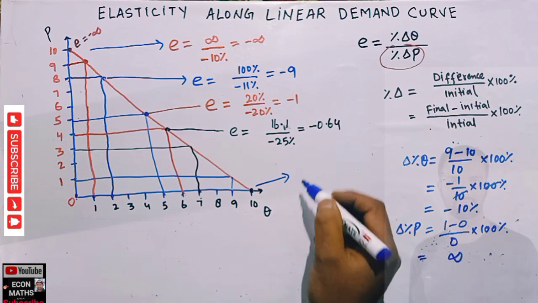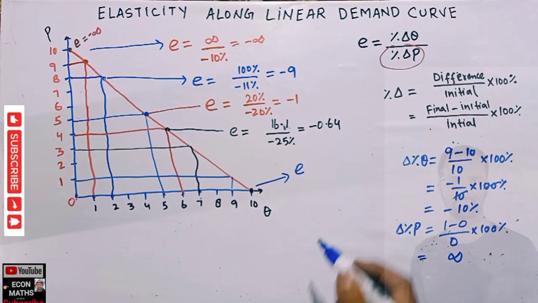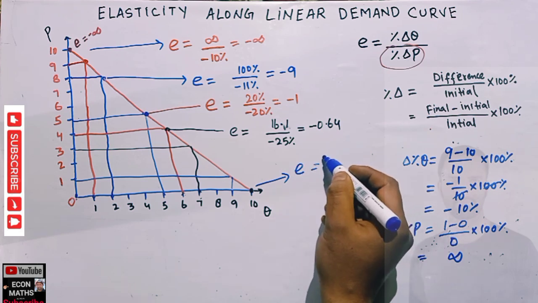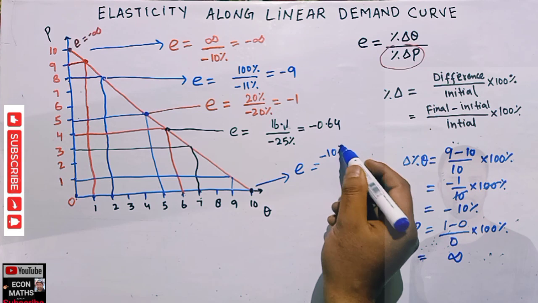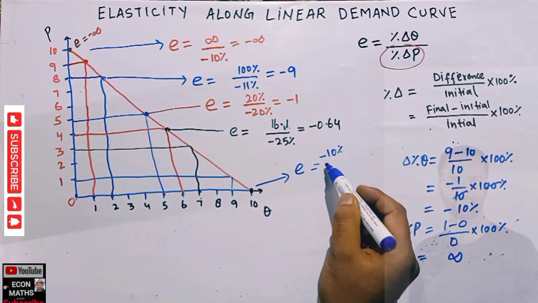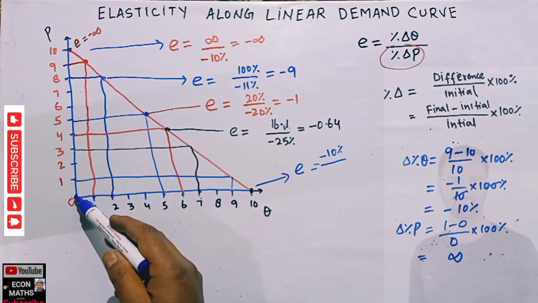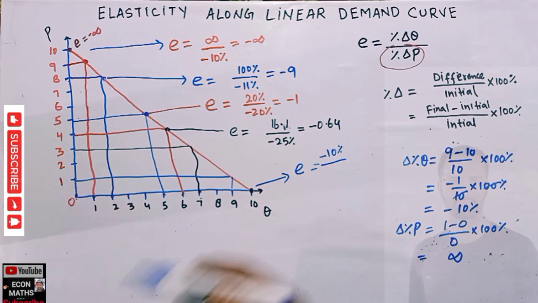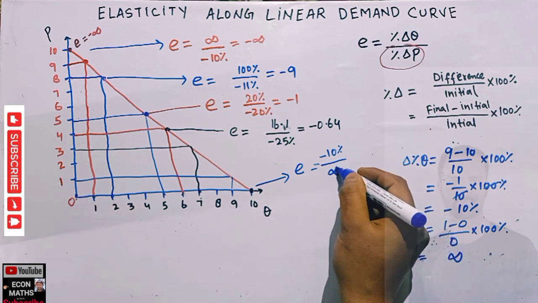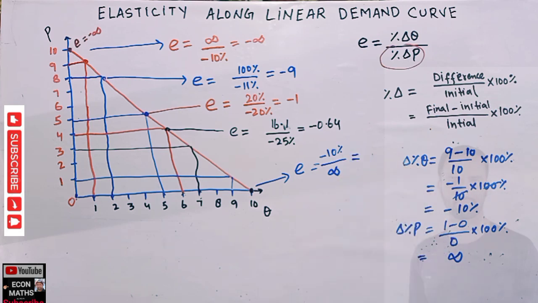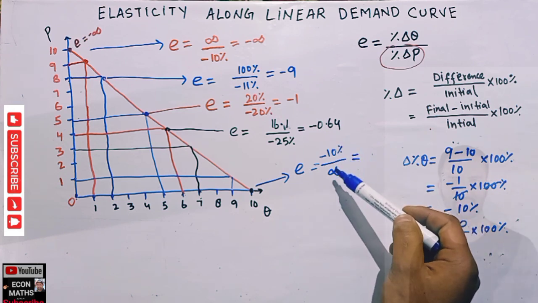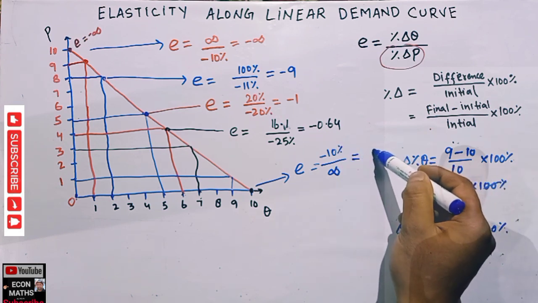So at this point the elasticity of demand will come out to be minus 10% divided by infinity. That means quantity demanded decreases by 10% when price increases to infinity, when the percentage change in price is infinity here. Now any number when we divide it by infinity comes out to be 0.